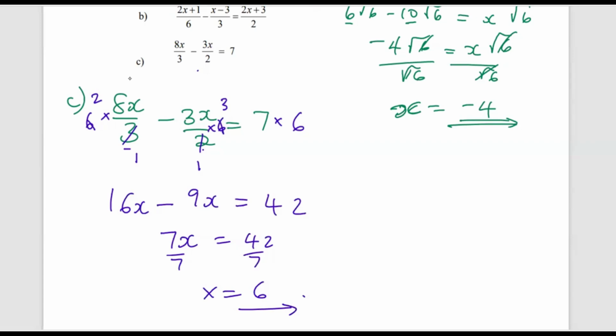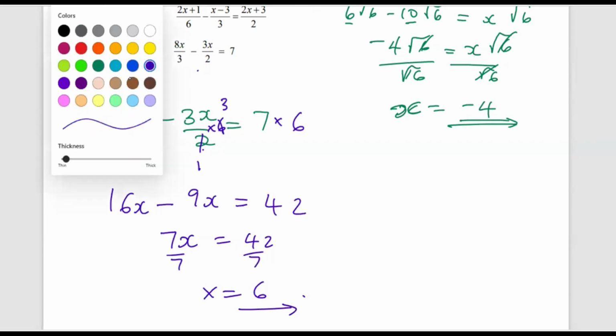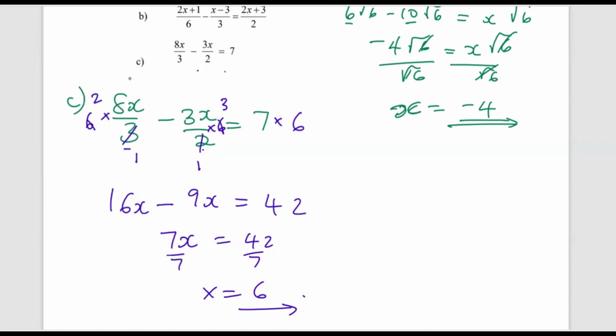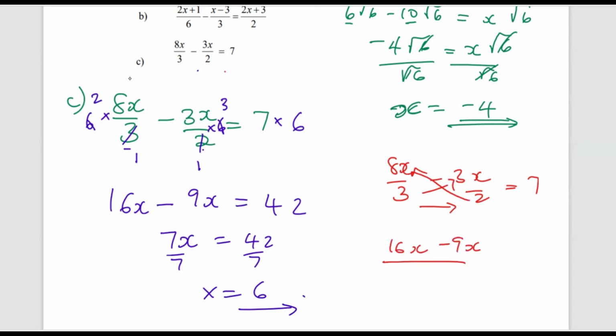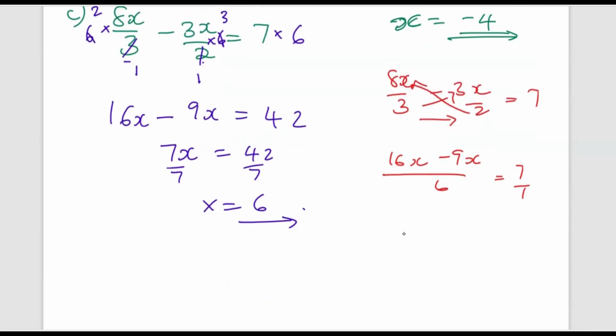So someone is saying, what if we use the crisscross? Yes, you can still get the same thing. 8x over 3 minus 3x over 2 is equal to 7. You want to use crisscross? This and that, this and that, this and that. That's going to be 16x minus 9x over 6 is equal to 7. Cross multiply. Okay, we know that 16 minus 9, that's going to be 7x is equal to 42. And then divide, x is 6, regardless of which method.